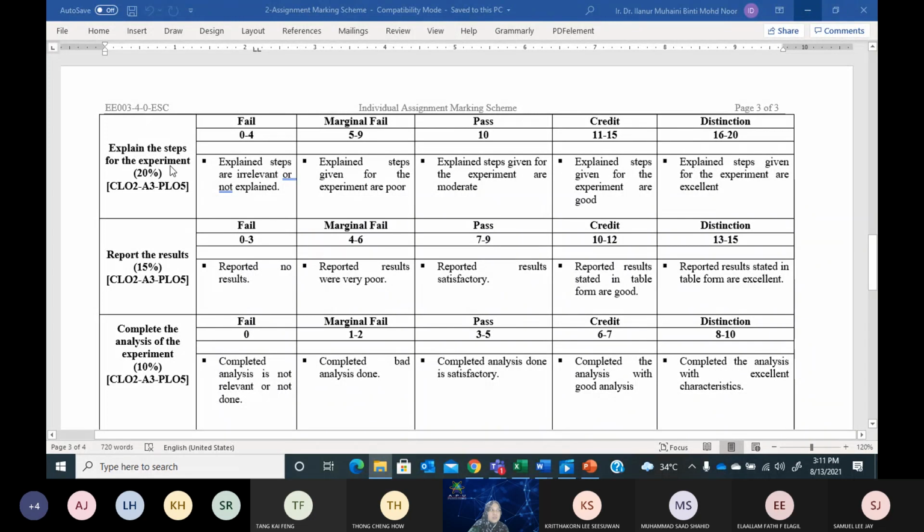Explain the steps for the experiment, 20%. So, the explained steps given for the experiment are good. Okay, for example.